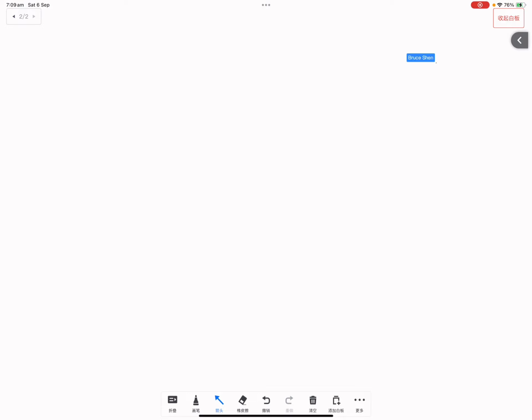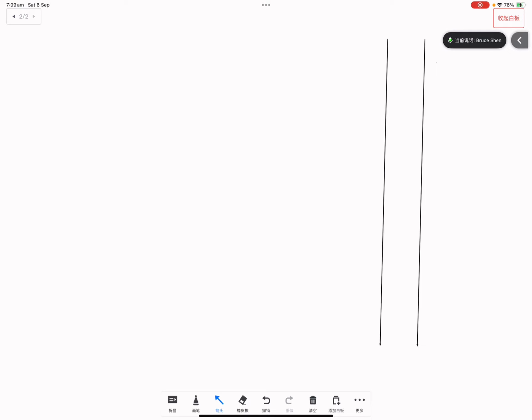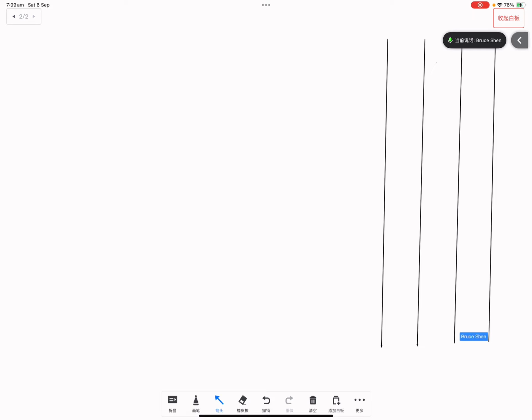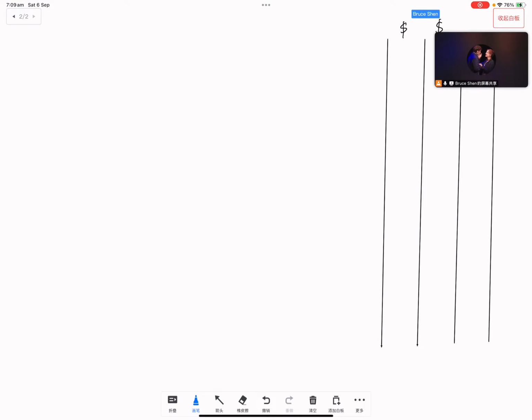I'll use arrows to place it instead of lines, because I don't think there are straight lines. It will be a bit awkward. Okay, so actually, what we have here is, wait a moment, three columns. Here, no, sorry. Here, and here.